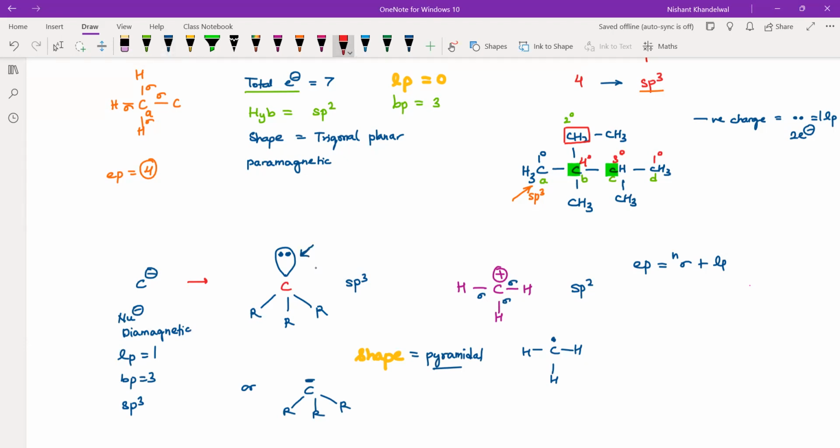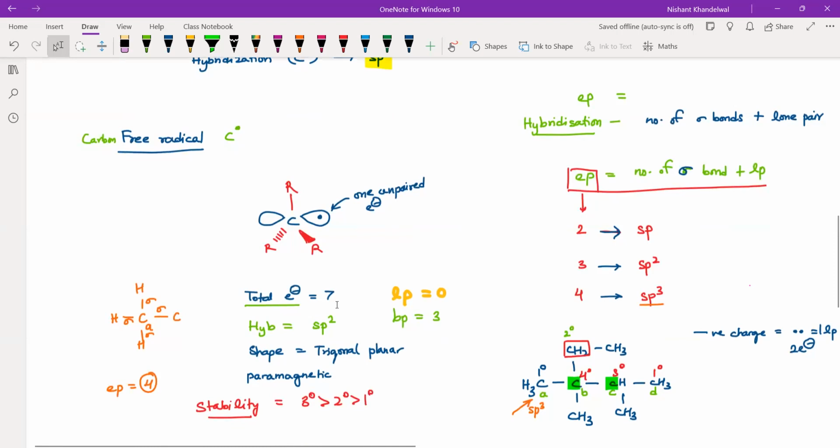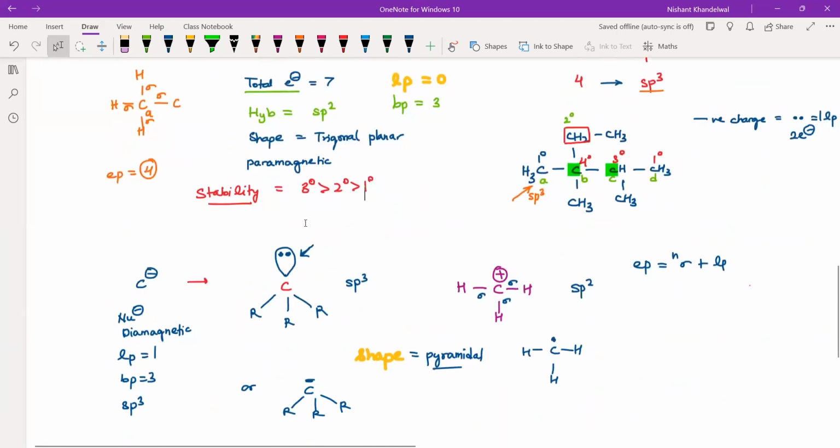Now maybe you are much more familiar with the reaction intermediates. The stability order for free radical is the same as that of carbocation: tertiary, secondary, and primary. Carbocation and free radical resemble each other in some properties. For carbanion the stability order is reversed: 1 degree, 2 degree, and then 3 degree.